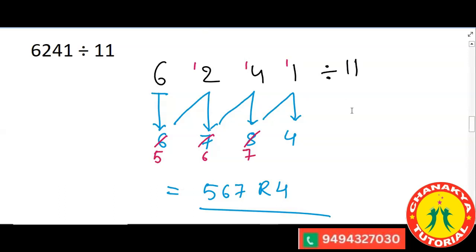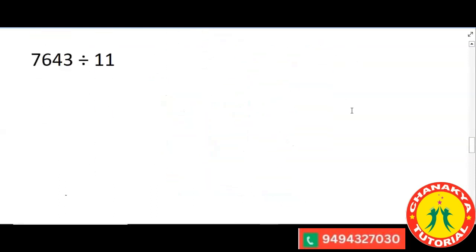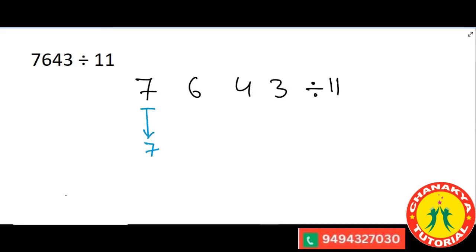Yes, sir. Here is your question. First, we'll write 7 as it is, sir. 6, 4, 3 divided by 11. First, 7 as it is. Then 7 will become 6, sir, and 6 will become 16, sir. 16 minus 6 is 10. Okay.